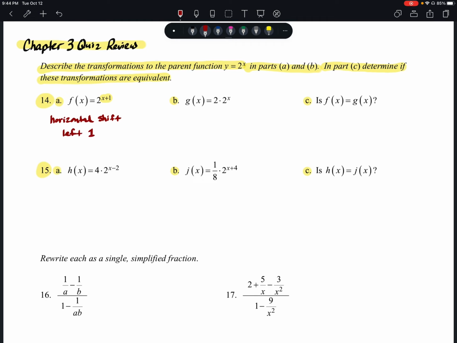Letter B, we have g of x equals 2 times 2 to the power of x. Well, this is like our a value that we're looking at here. So this one would be a vertical stretch by a factor of 2.